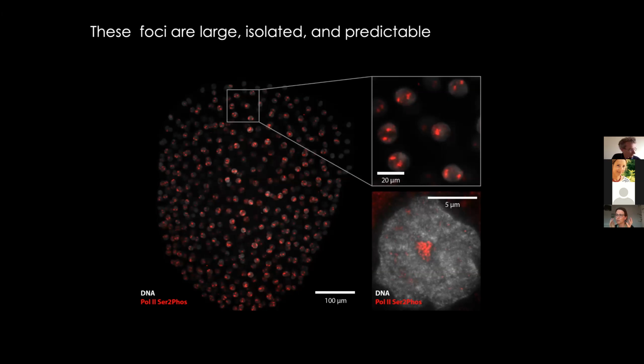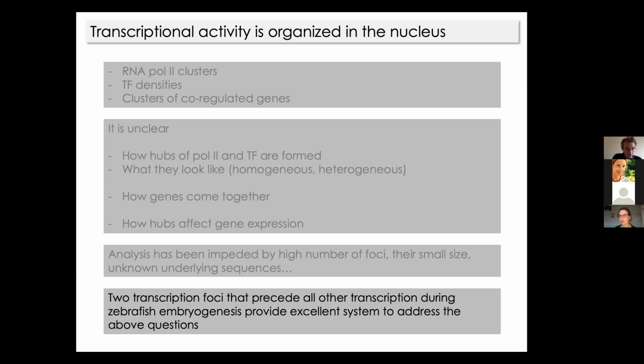And so that's important because now we can actually study these foci. And so I would just like to propose that with these very big and predictable and isolated foci, we can now address important questions about the organization of transcriptional activity in the nucleus, because it allows us to do many things that are very difficult in other systems.